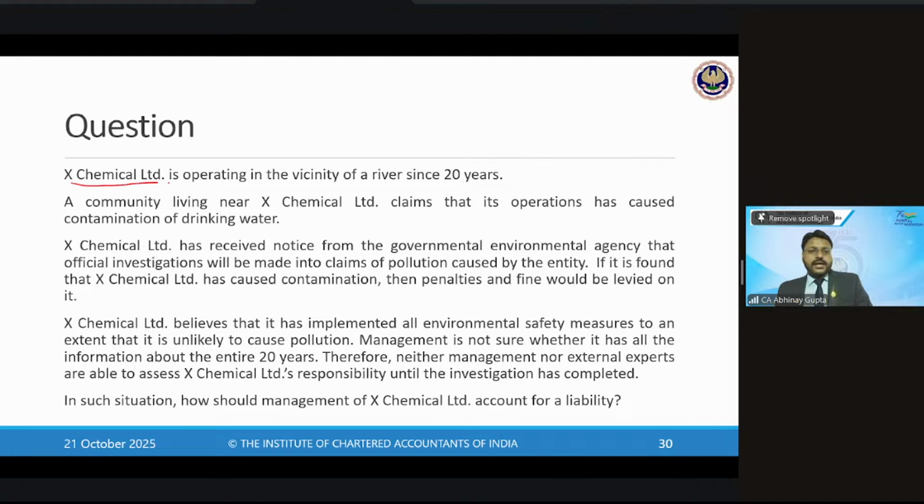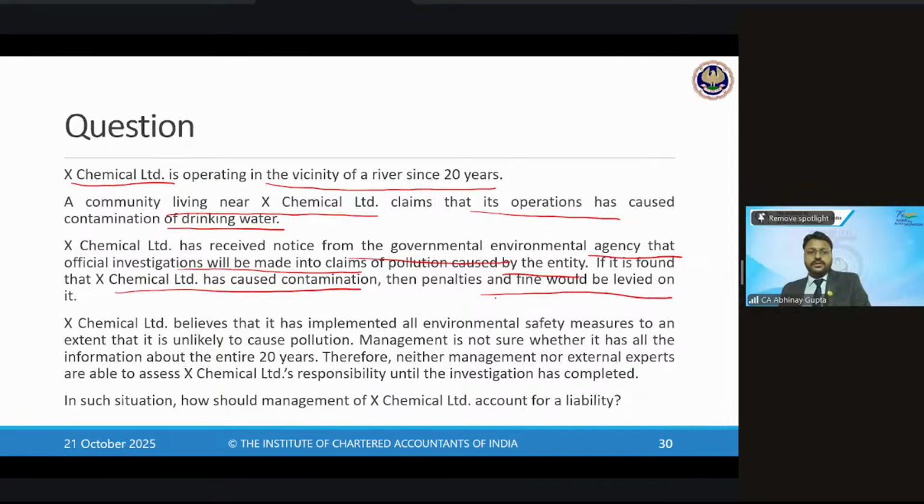X Chemical Limited is operating in the vicinity of a river since 20 years. A community living near X Chemical Limited claims that its operations have caused the contamination of the drinking water, which they used to fetch from the river. X Chemical Limited has received a notice from the government environmental agency that official investigations will be made into the claims of the pollution caused by the entity. If it is found that X Limited has caused the contamination, then penalties and fines would be levied.